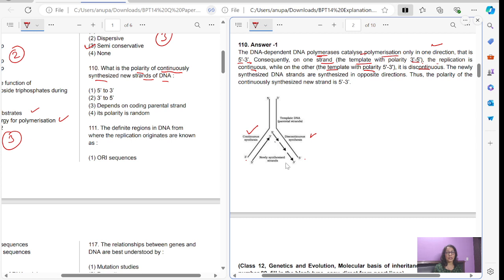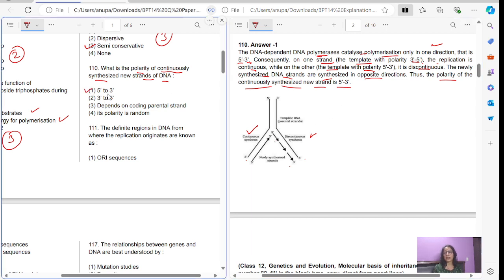Here you can see the image, it is showing the discontinuous synthesis and it is showing the continuous synthesis. So the newly synthesized DNA strands are synthesized in opposite direction. We also know that the newly synthesized DNA will always synthesize in opposite direction. Means if the strand is 3' to 5', then it will synthesize strand in 5' to 3' direction. So, thus, the polarity of the continuously synthesized new strand will be 5' to 3'. That is 5' to 3'. So, our option will be option number 1. Here it is written 5' to 3'. The answer will be option number 1.